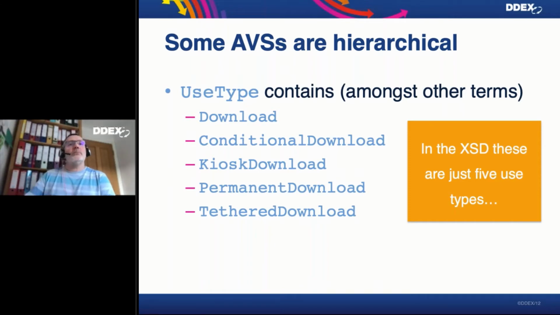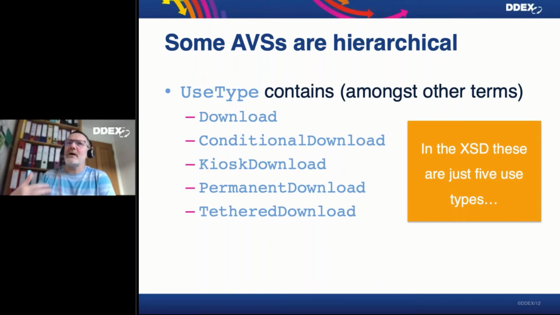And in the message, you can put conditional download into your message, and the recipient will then know that a message has been made with conditional download in mind. So if you then communicate to your business partner that it's a conditional download, for example, a label asks a DSP to offer content as a conditional download, the DSP knows 2 things. They know it's a conditional download, but they also know, by virtue of this being a hierarchy, that it's a download. So depending on the business circumstances, that may be quite helpful information.